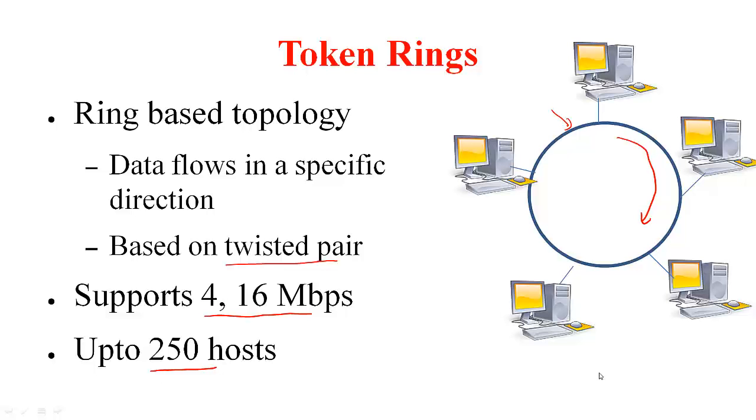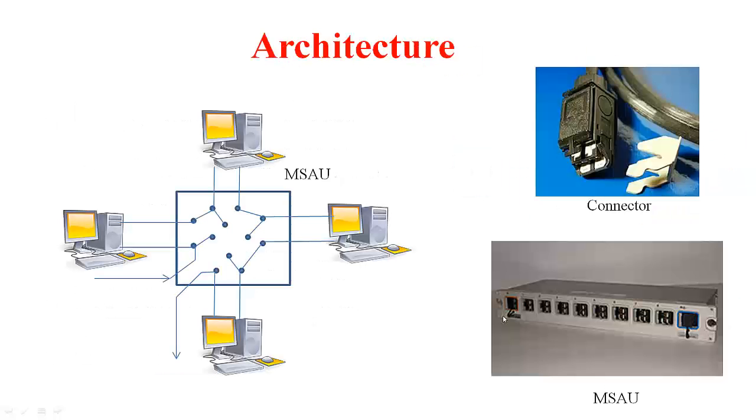There is one specific problem with ring topologies, and we have covered it before. What is it? That's right. If one of these hosts were to fail, you don't want the entire operation of the network to fail. So to address that, this is how the rings are configured. They employ this device called MSAU. This stands for multi-station access unit. And many of these MSAUs are interconnected.